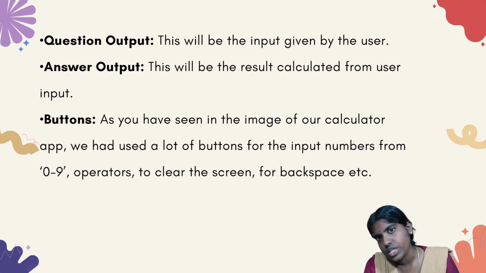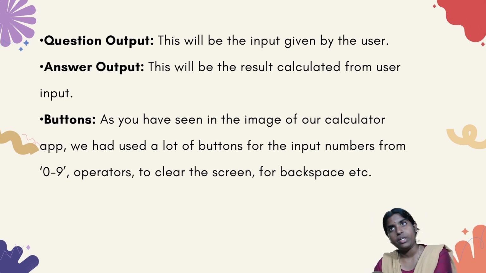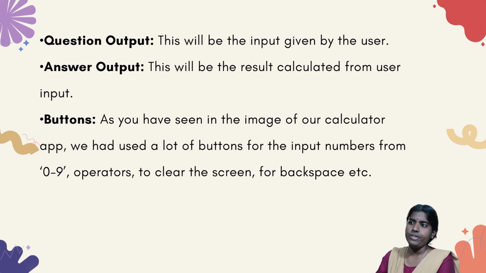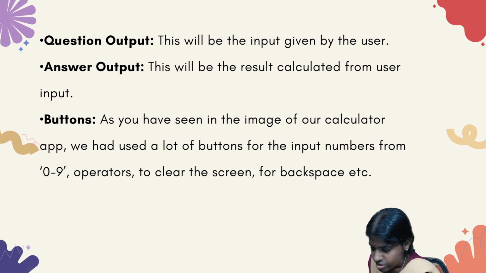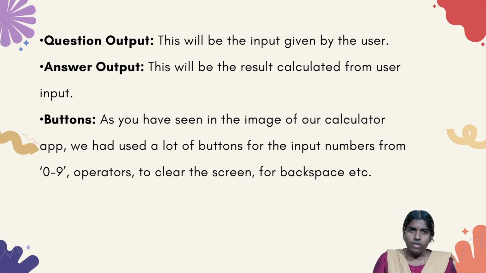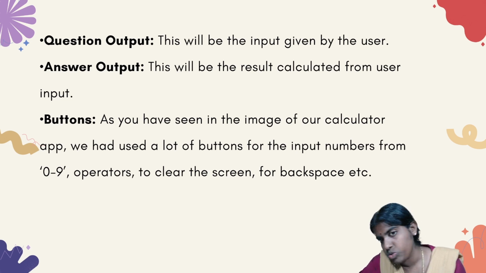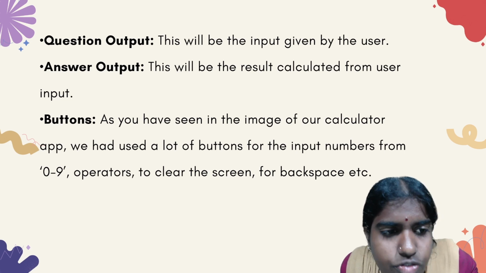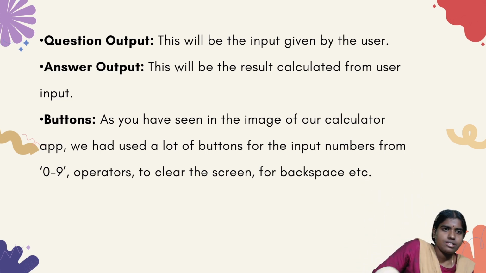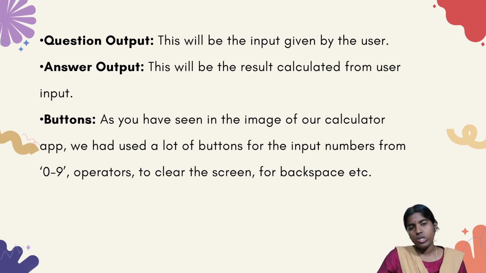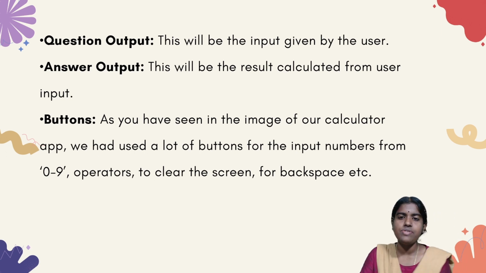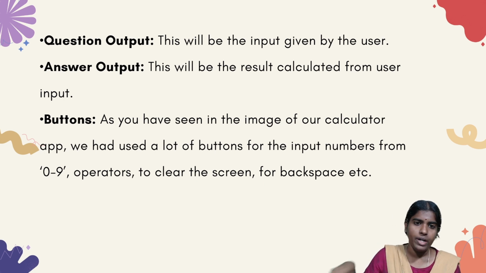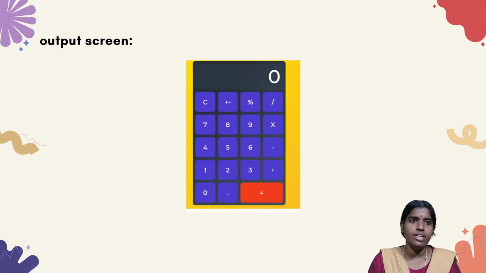So I need a question output. This will be the input given by the user, and I need an answer output. Clear with this? So there will be a question output, the input given by the user, and an answer output, the result calculated from the user input. And I have some buttons. Whenever I create a calculator, I will have buttons: input numbers, say from 0 to 9, operators, and a button to clear the screen.